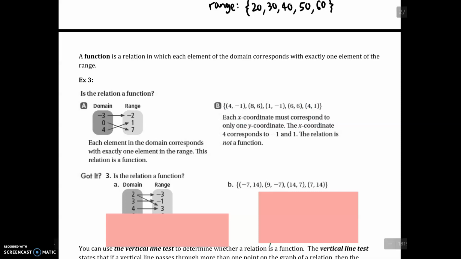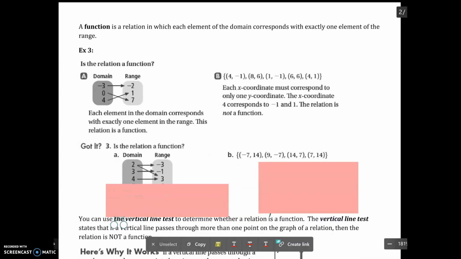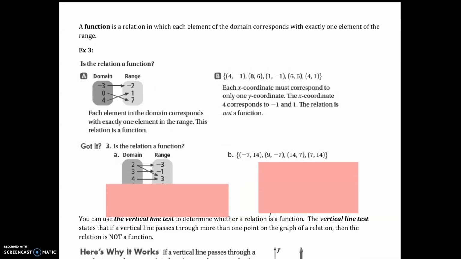So try that again real quick by yourself. If we have a domain listed on the left and range listed on the right, try to decide yes or no, is this going to be a function? Again, you guys are free to try this before we look at it in a second.